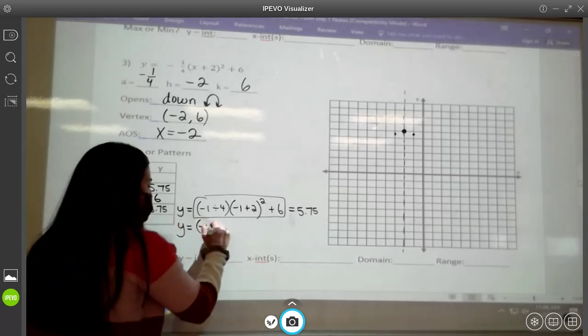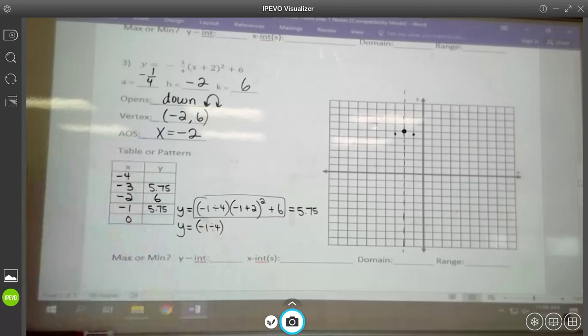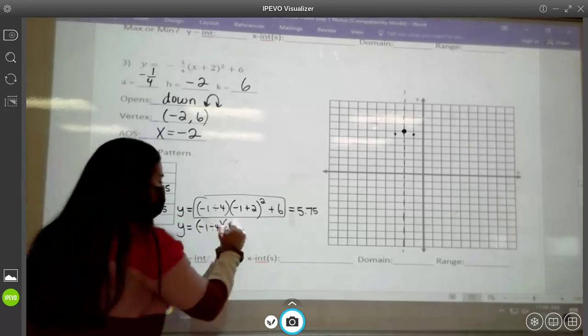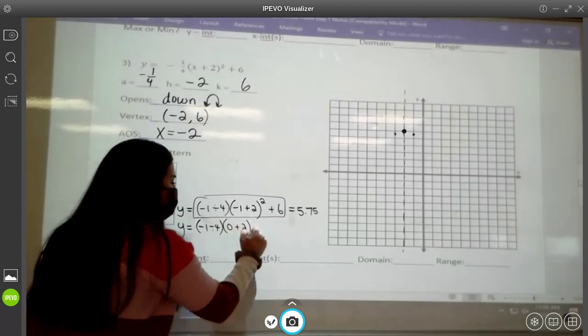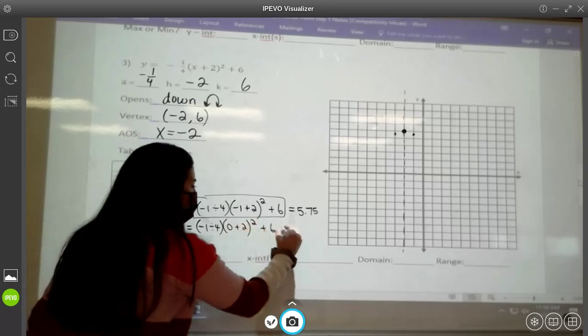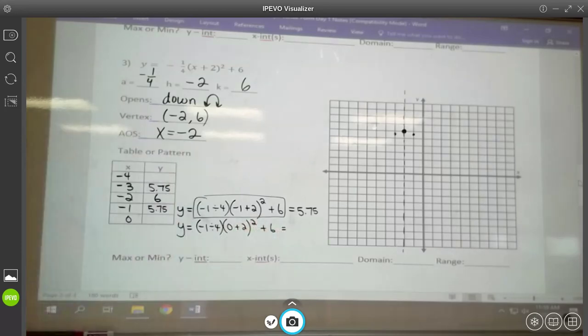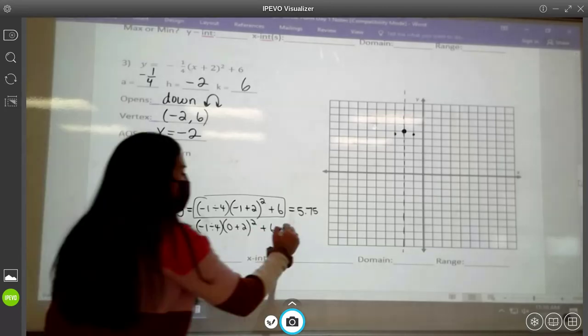So -1 divided by 4 in parentheses, that's my -1/4. And then parentheses 0 plus 2, parentheses squared, plus 6. Hit enter, does the whole thing for you. This one's actually not bad. It's 5.